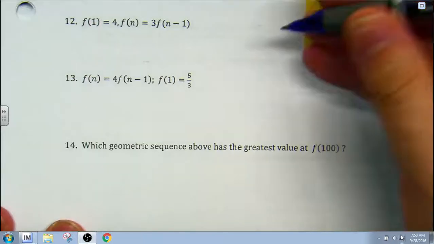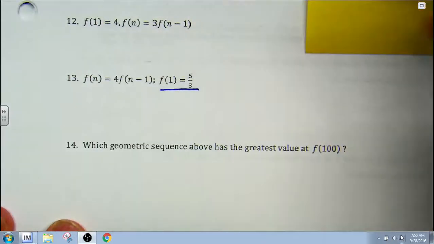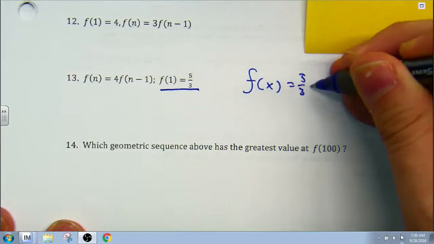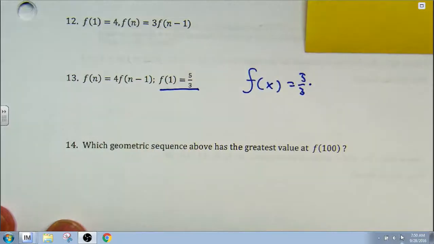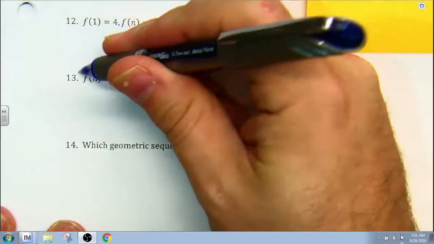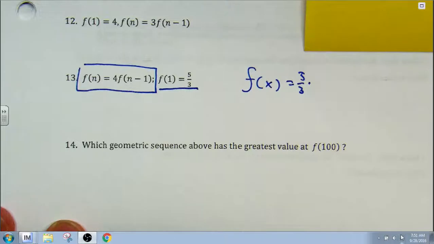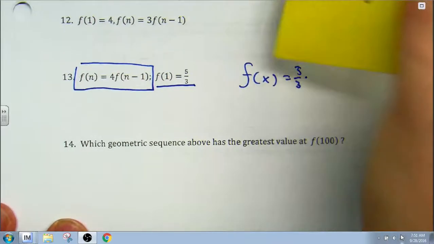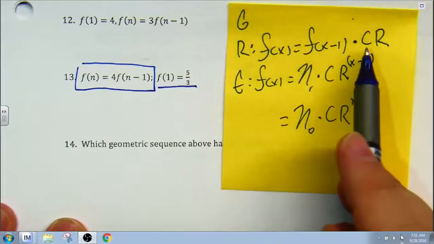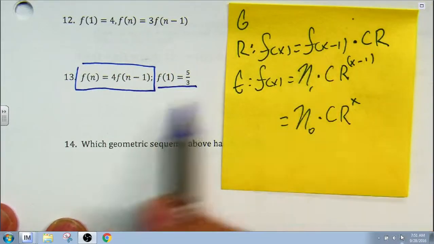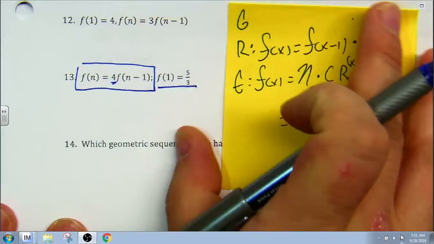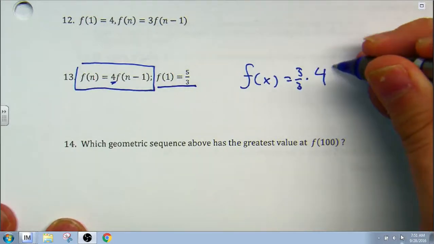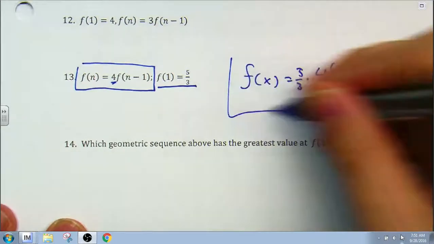So in this case, we're told f of 1. So, okay, that's great. So I know f of x is going to equal 5/3 times my common ratio. But what's my common ratio? Well, it doesn't tell me what my common ratio is. Instead, it gives me the recursive. And how can I find the common ratio in the recursive? Well, all I have to do is, again, look here, and I see that the common ratio is the number I'm multiplying by f of x minus 1. And there's the number I'm multiplying by f of x minus 1, so I know that's my common ratio. So it's just going to be times 4 to the x minus 1 power, and I'm done.